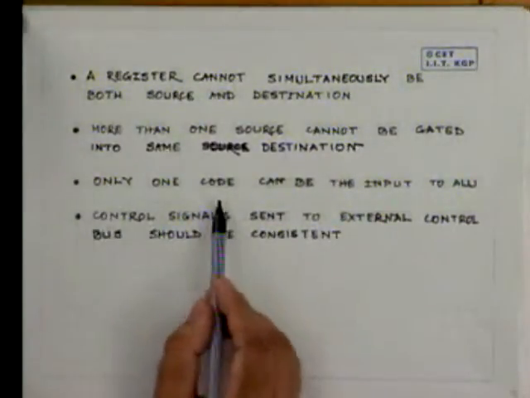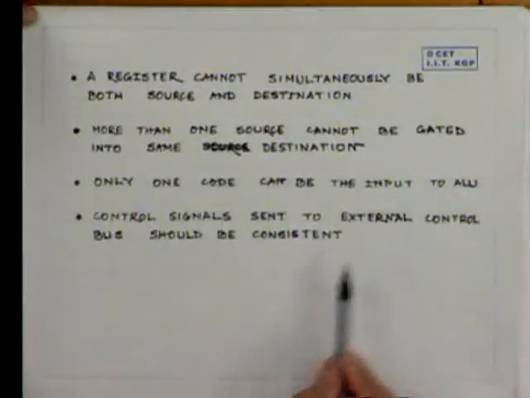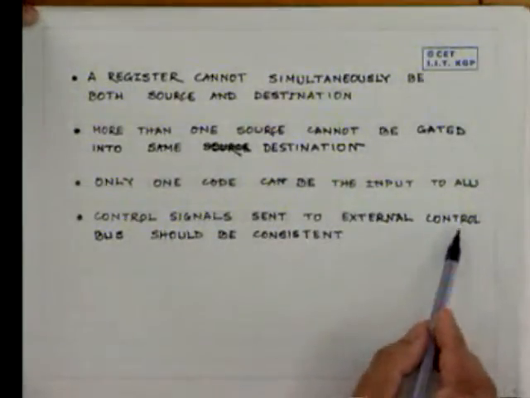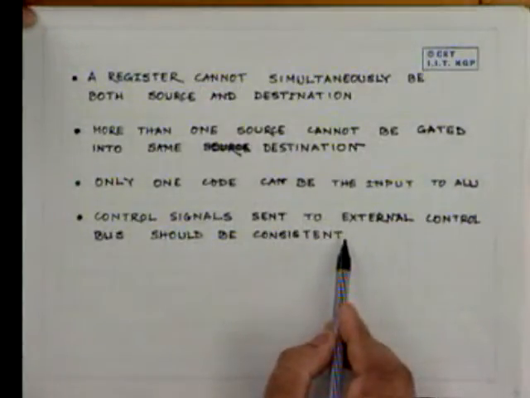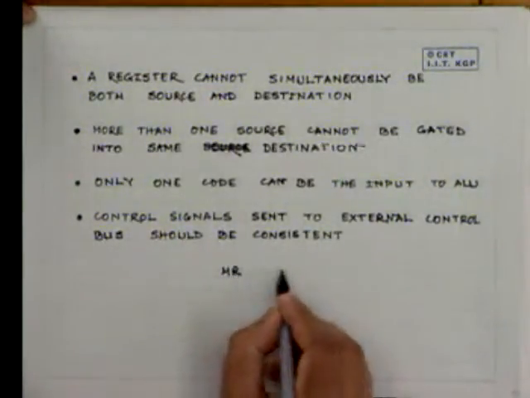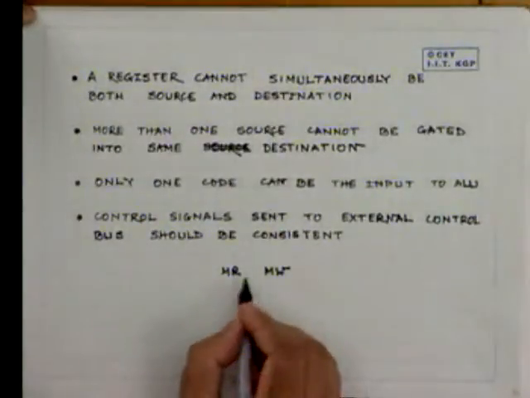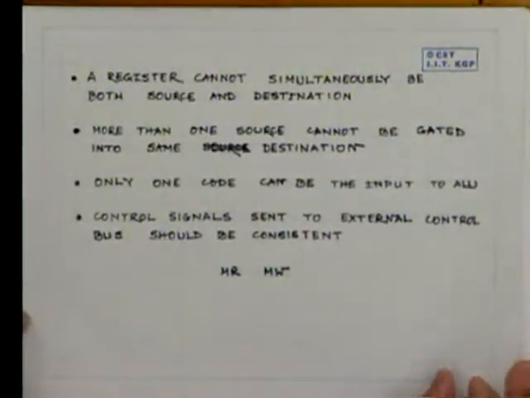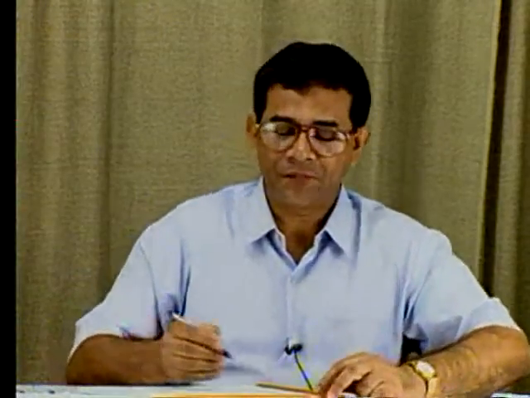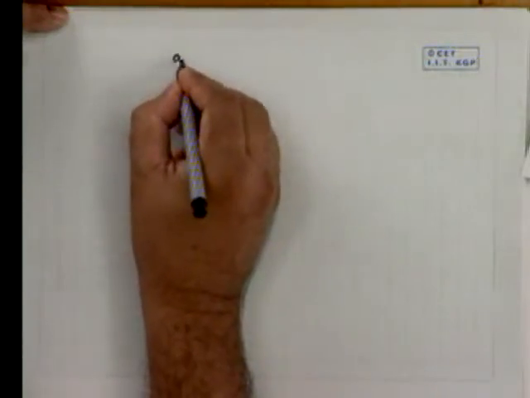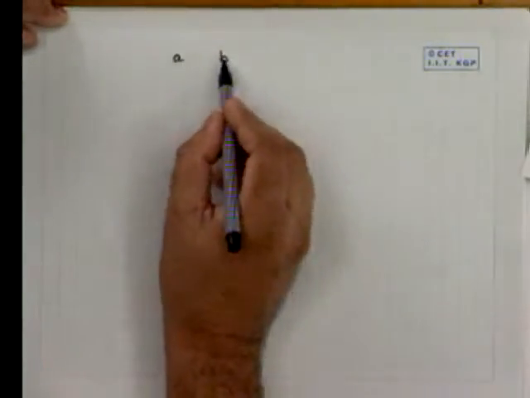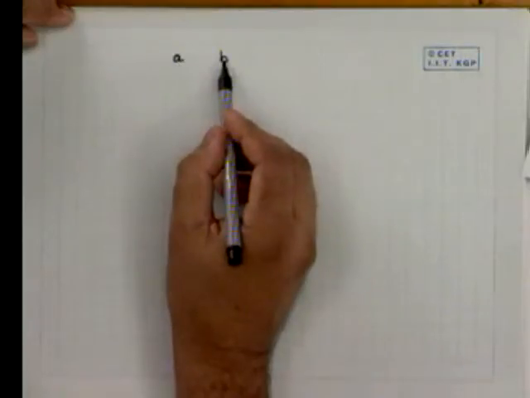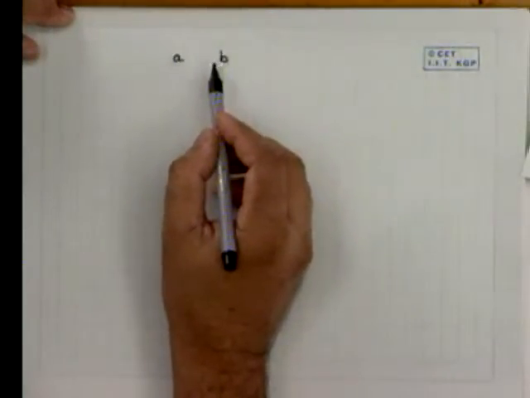Only one source can be the input to an arithmetic and logic unit, and the control signals sent to the external control bus should be consistent. By that I mean that both memory read and memory write cannot be simultaneously true. Therefore, if we make such observations, we will find that many control points cannot be simultaneously gated. For example, there can be two control points, say A and B, that cannot simultaneously exist. If A exists, then B cannot be active simultaneously, or vice versa.